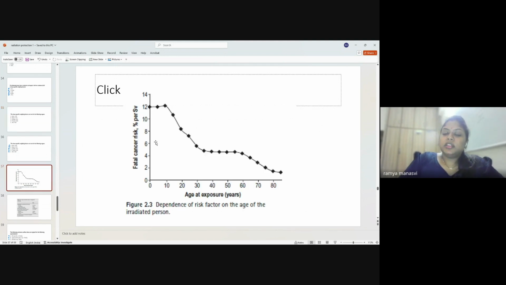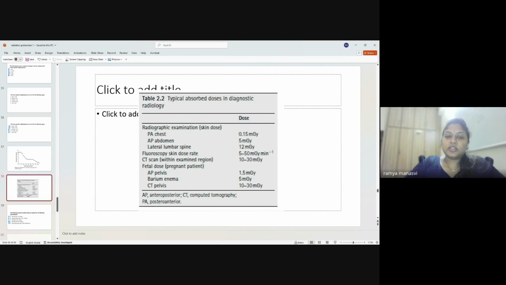So the risk factor, depending on the age of the irradiated person, will keep decreasing. If the age at which they're exposed is less, they will have more chances of developing the cancer because they will live longer and they will develop the cancer. If the patient is irradiated at 60 to 70 years of age, they will have less chances of developing the cancer because they don't live that long. So that is the point of the graph.